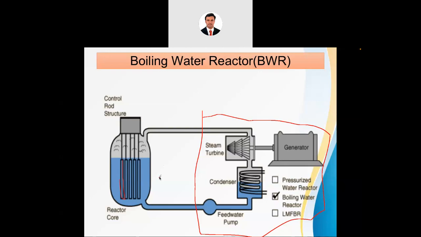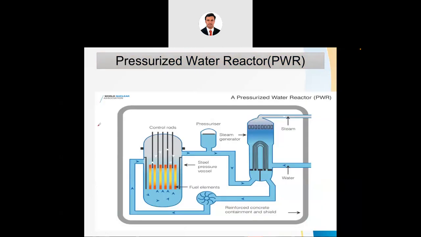So in that case, we have to take utmost safety levels or safety concerns whenever we install this type of boiling water reactor. This is the first and simplest type of nuclear reactor. Second, you will also have heard of the pressurized water reactor.